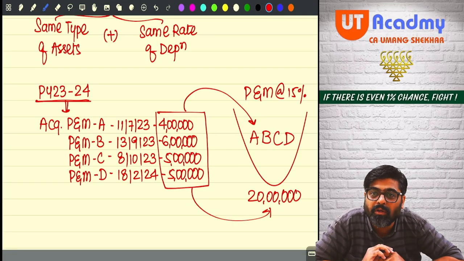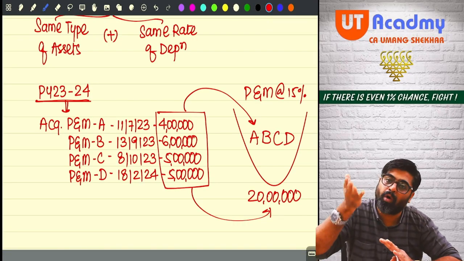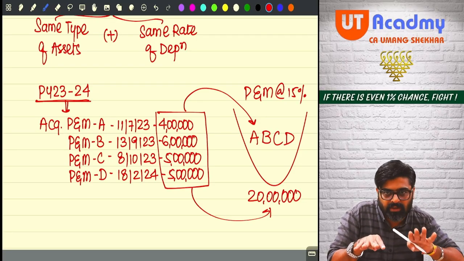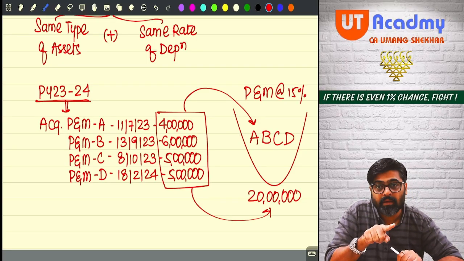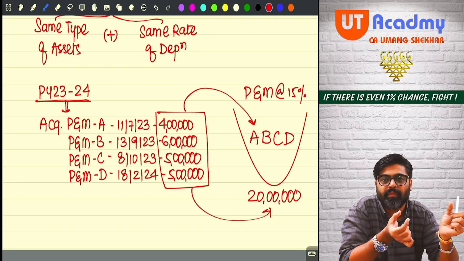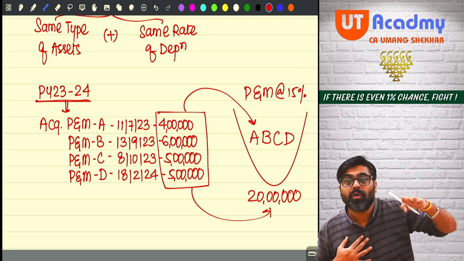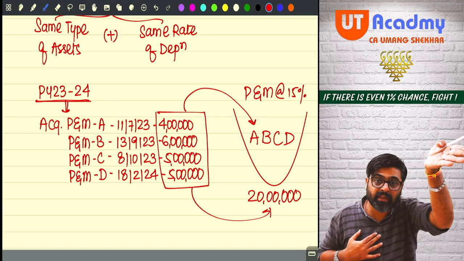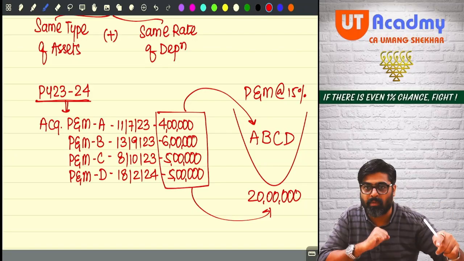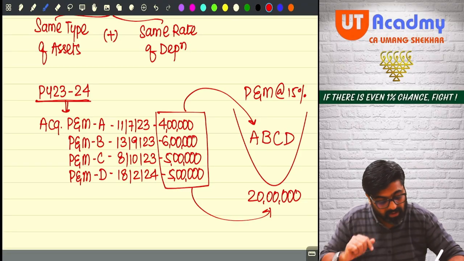Yes or no? So now tell me, as on the last day of the previous year, do I have all these assets in the block? All those 4 assets are there in the block as on the last day of the previous year. And all those assets have 20 lakh value against them. I have to claim this amount for these 4 assets which are there in the block as on the last day of the relevant previous year. I have to claim this amount in the form of depreciation. But on this amount, I will apply a rate. What rate? 15%.